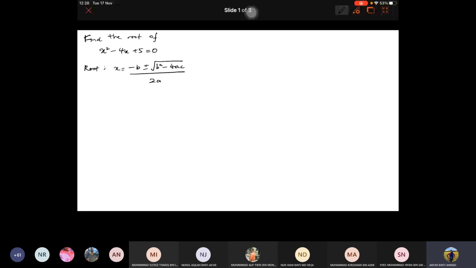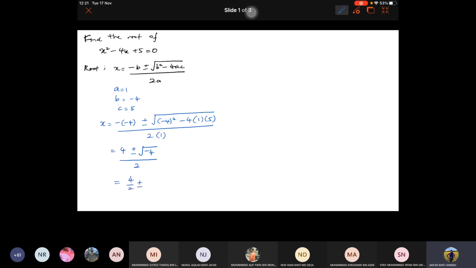In this case, awak punya a sama dengan 1, b sama dengan negatif 4 dan c sama dengan 5. So kalau masukkan dalam equation ni, dia akan jadi x sama dengan negatif of negatif 4 plus minus set negatif 4 kuasa 2 tolak 4 darab 1 darab 5, bahagi dengan 2 darab 1. Okay. So cuba selesaikan ni akan dapat 4 tambah tolak set negatif 16 tolak 20 kan. 16 tolak 20 is negatif 4 per 2. So awak dapat 4 per 2 tambah tolak set negatif 4 per 2.